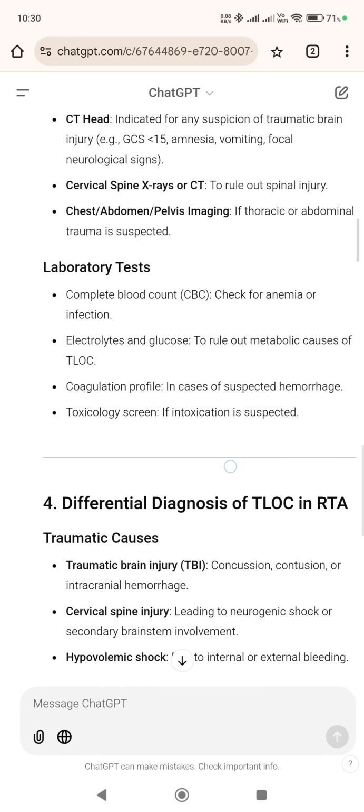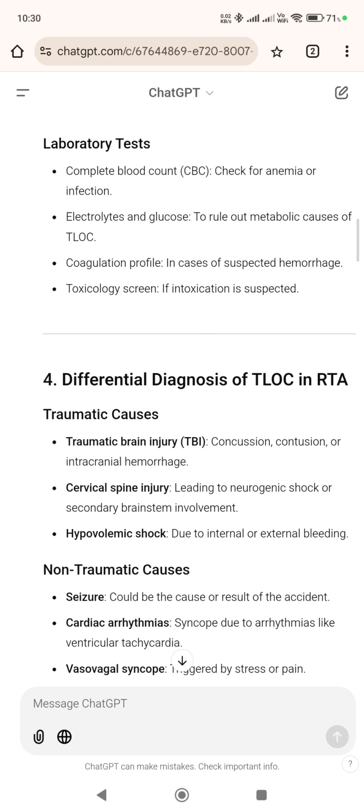Laboratory tests. Complete blood count, CBC, to check for anemia or infection. Electrolytes and glucose to rule out metabolic causes of TLOC. Coagulation profile in cases of suspected hemorrhage. Toxicology screen if intoxication is suspected.